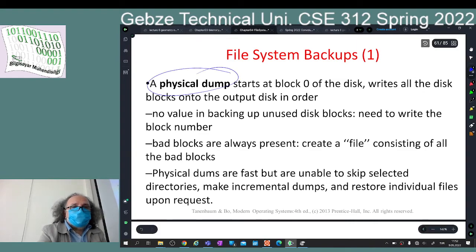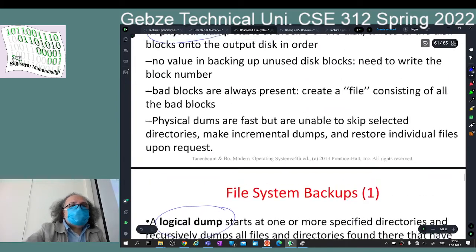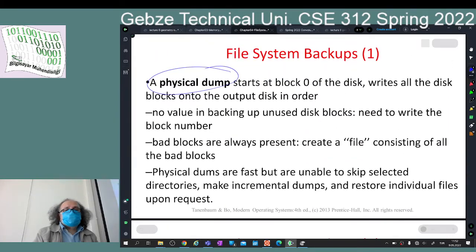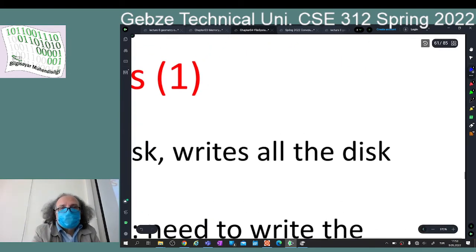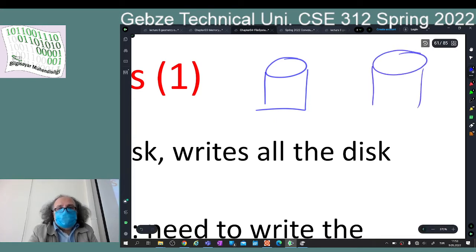One is the physical dump. The other one is the logical dump. Physical dump is the most straightforward version. No logic is involved in it. Everything is very simple. It just says that if you have a disk like this, okay, this one has your valuable data, take another physical disk, which is exactly the same disk, and copy everything to this place.